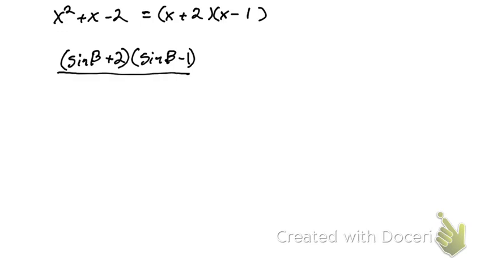all over 2 sine beta minus 1. So on the denominator, I did factor out a 2 as well. And then these cancel out. And is that what the other side is? Yeah. Okay. Thanks. Is that enough? Or do you need more? We're good?